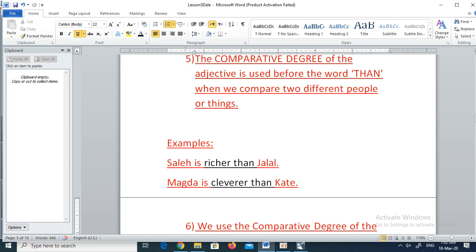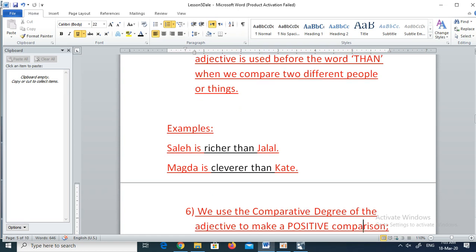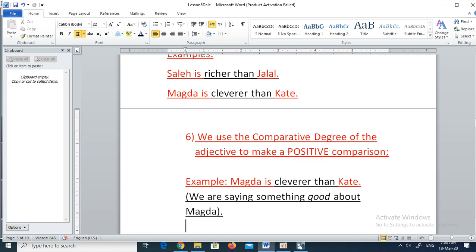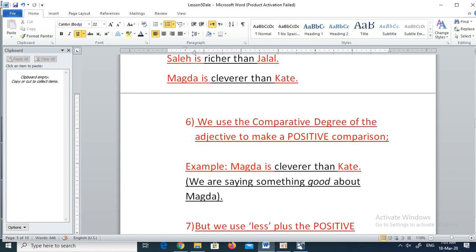In these cases, the positive degree would be rich, the comparative degree is richer, and for cleverer, the positive degree is clever, and the comparative degree is cleverer. Now, we use the comparative degree of the adjective to make a positive comparison. When we say Magda is cleverer than Kate, we are saying something good about Magda. We are saying something positive about Magda.